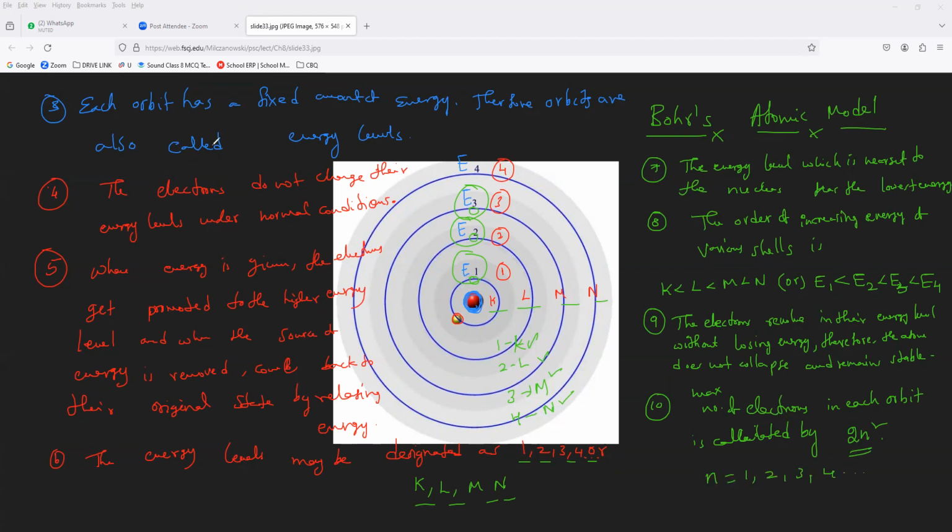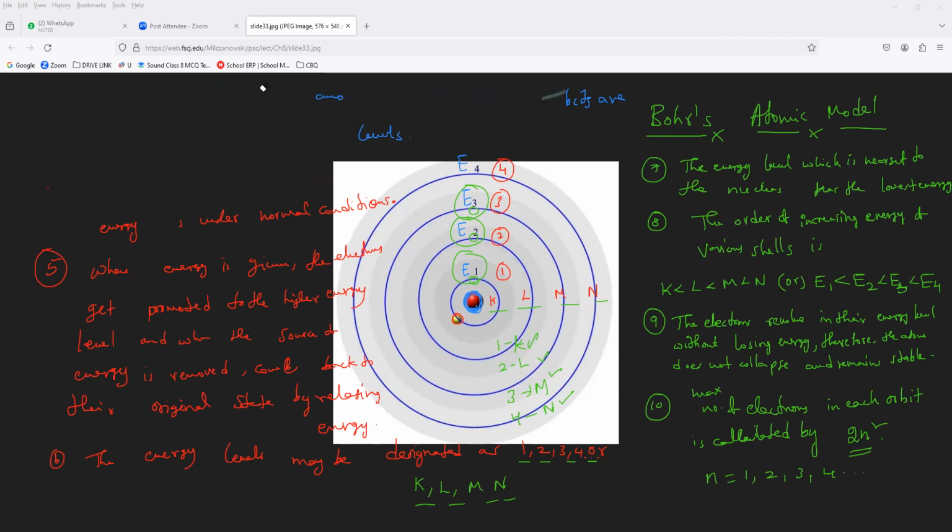So based upon that, we will calculate now. Please write it. First orbit, how many electrons can we fill? 2n square, n equals 1. So 2 into 1 square is 1. So 2 into 1 is how much, guys? How many electrons? Maximum number of electrons in the first shell.